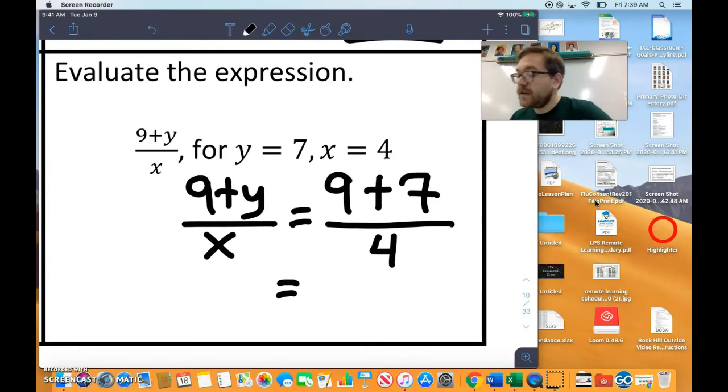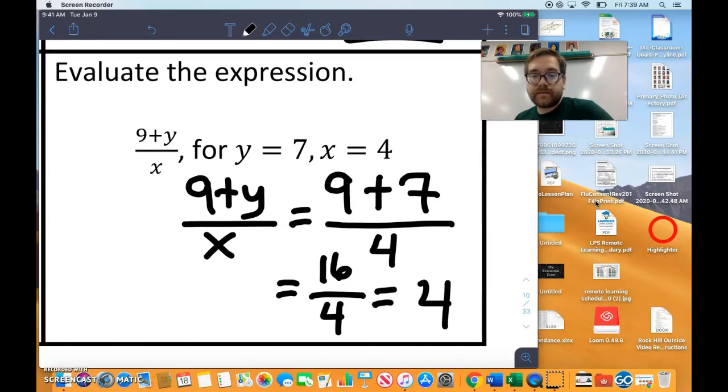And then simplify. Remember, when you have this line that divides the top from the bottom, you do those separately. So I'm going to do what's on top, and then I'll work with what's on bottom. So I have 9 plus 7 is 16, and then divided by 4 is still there. And once you're down to just a single number on top and a single number on bottom, this is a division line. It's a division. So this is 16 divided by 4, so that's 4. And that would be your final answer.